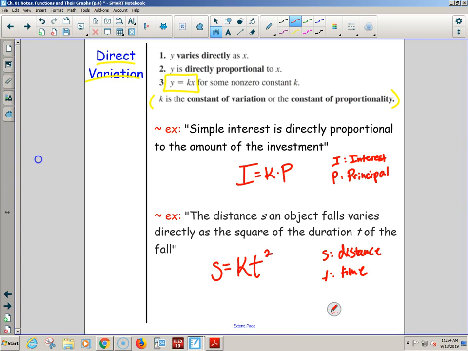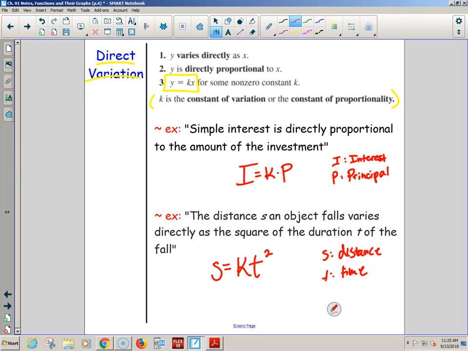Maybe some of you do need to write some words just to make sure you get it right. The square of the duration t. You see it? The square of the duration t. T squared. But I said there were 4 of them, right?